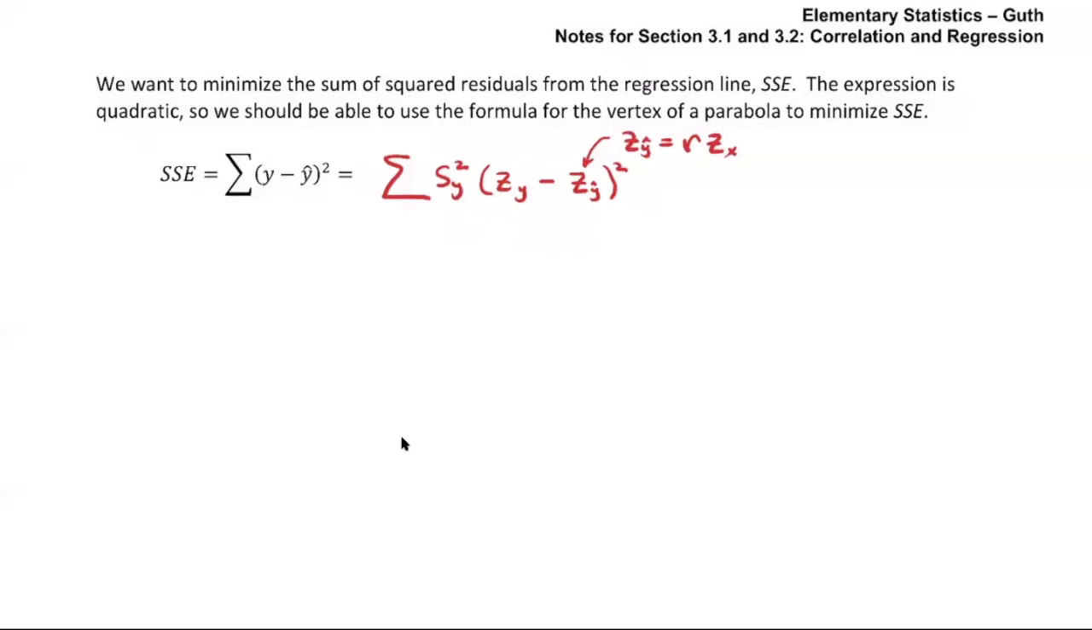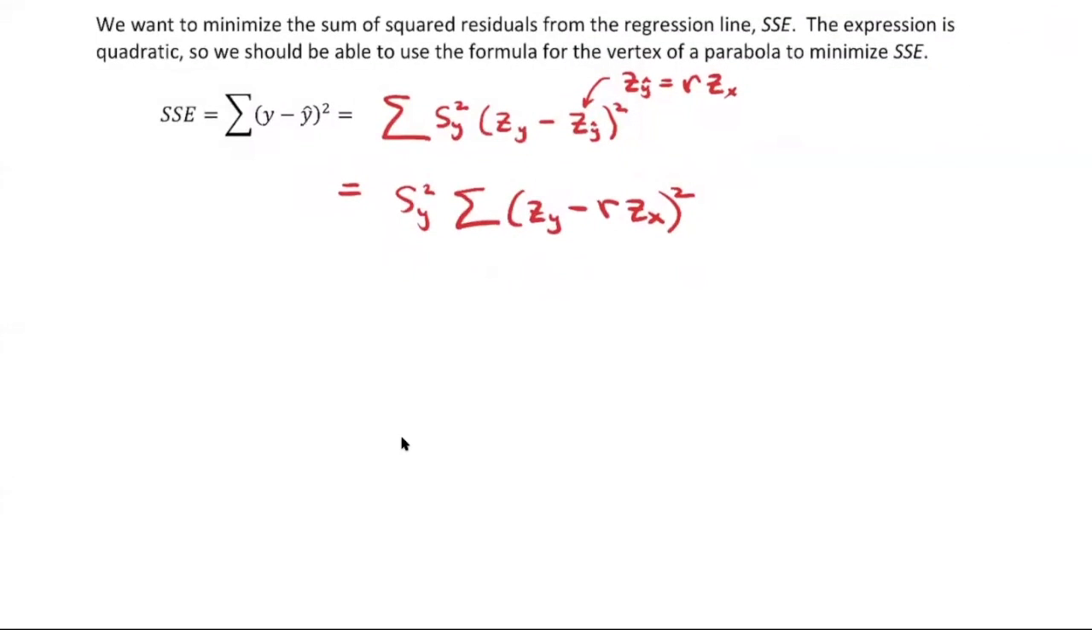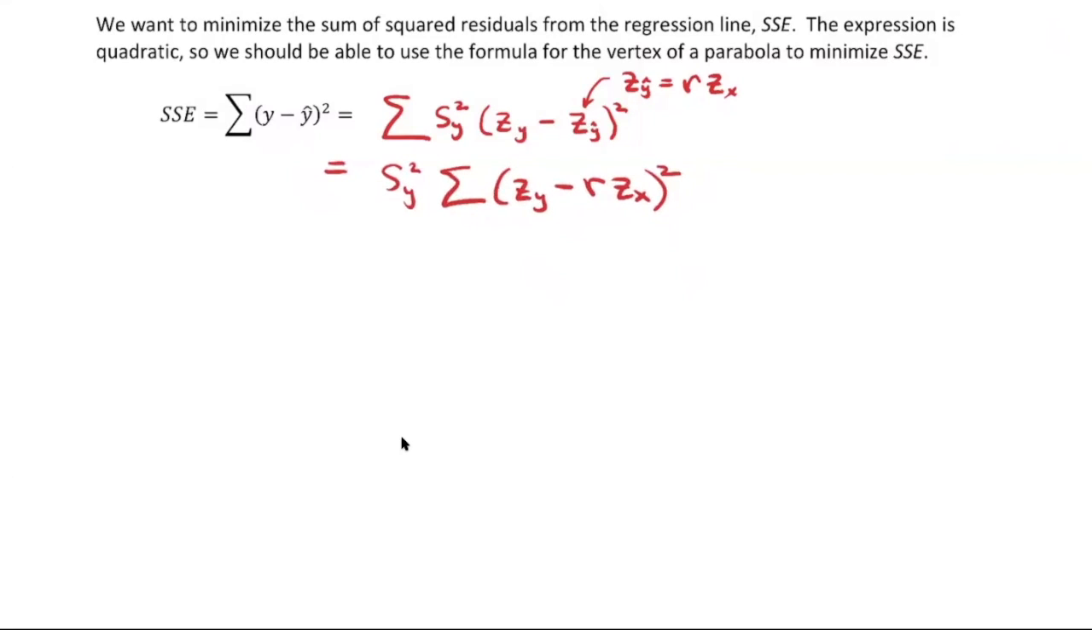Okay, so we can rewrite this as this, and the standard deviation I think we could just factor out. So let's write sy squared in front of the sum. And here we have the z-score of y minus the z-score of y hat, which is r times the z-score of x. And we square that. And now I'm actually going to square this monstrosity. So I'm going to do a little cleanup work. I think I need the space. All right, so this is equal to standard deviation of y squared times the sum.